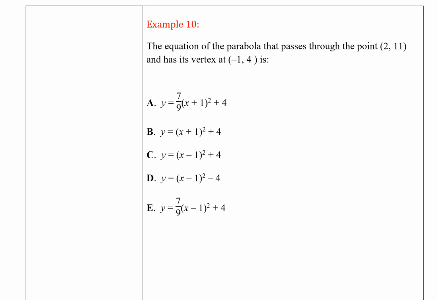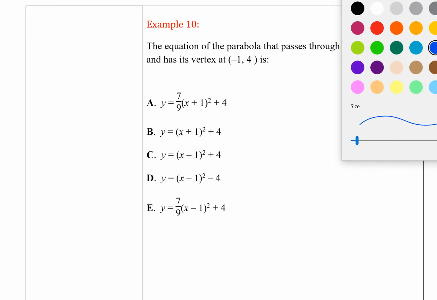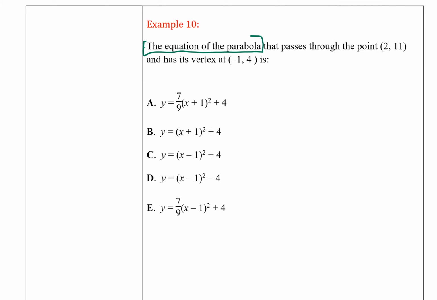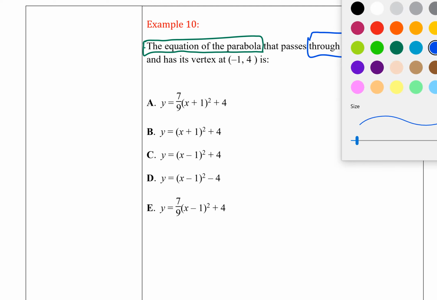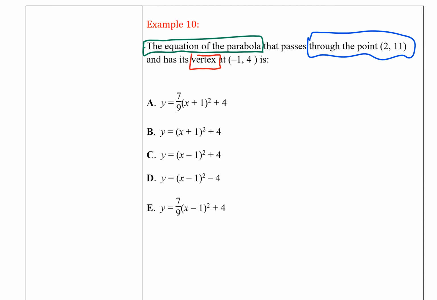So suppose we're presented with this question. The equation of a parabola that passes through the point (2, 11) and has its vertex at (-1, 4). Well, we're asked to find the equation of the parabola. I know that it passes through (2, 11), so that's just a standard point. I also know that it has its vertex, that's another way of saying turning point, and that vertex is (-1, 4). So my standard equation here should be turning point form.